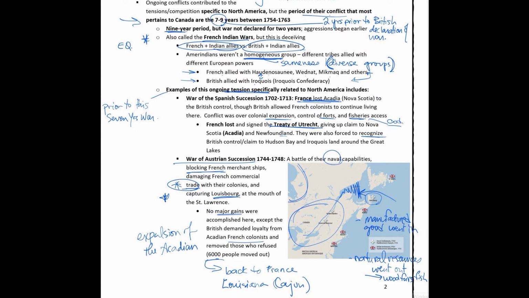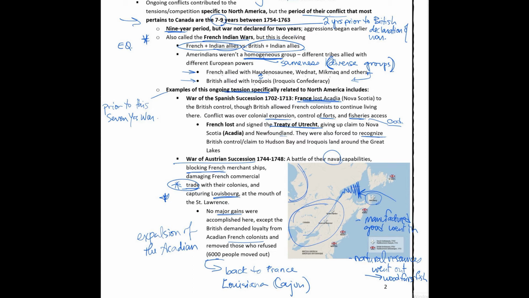So that it was still important. They let the French people stay there, but they wanted access to that territory. So the loss there is called the Treaty of Utrecht. That was what was signed to give up Acadia and Newfoundland to British control. And with that, they were also forced to recognize that the British had their claim to that Hudson's Bay territory north of New France, and also recognize Iroquois land claims around the Great Lakes.